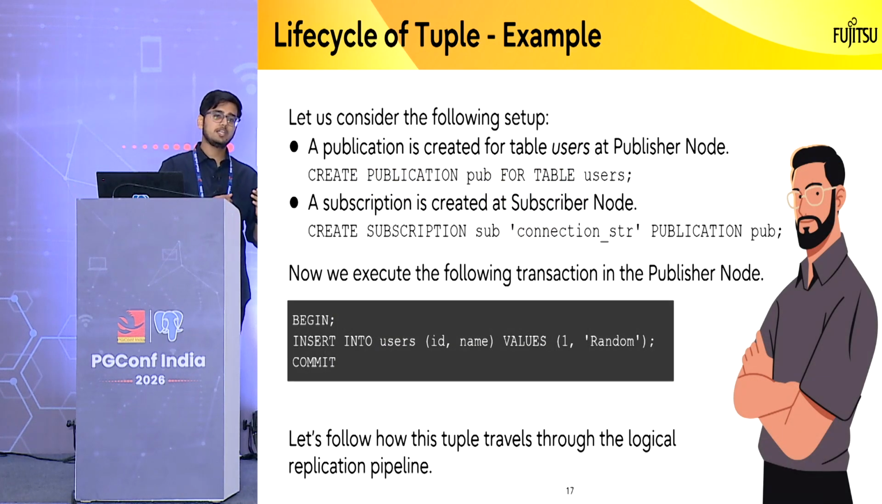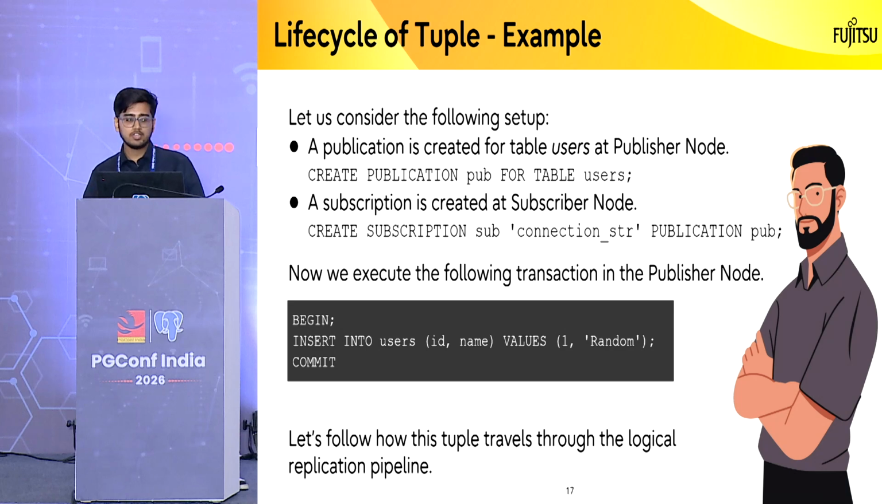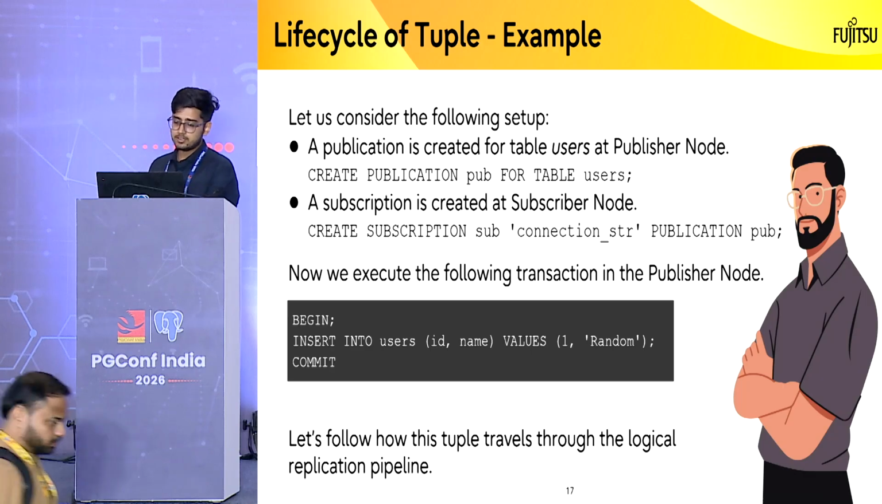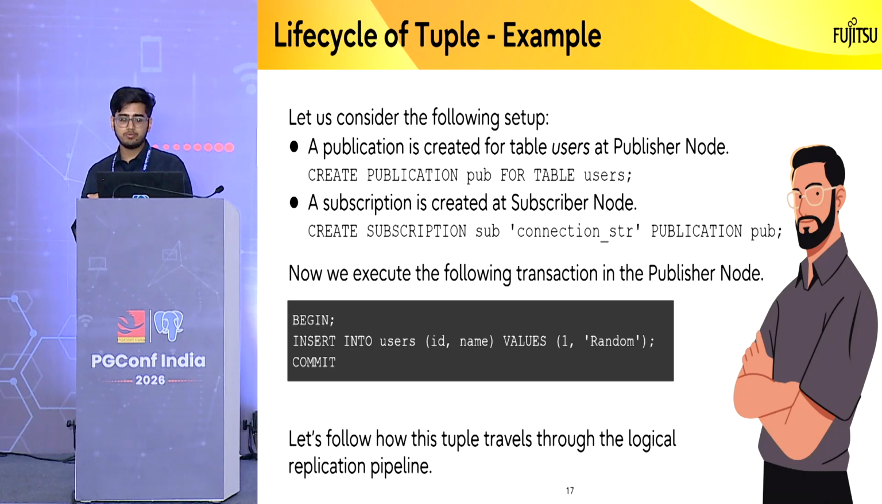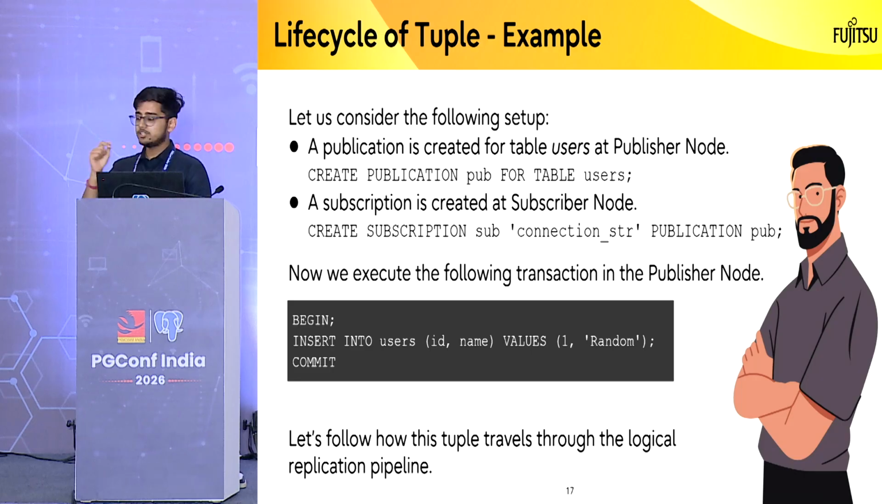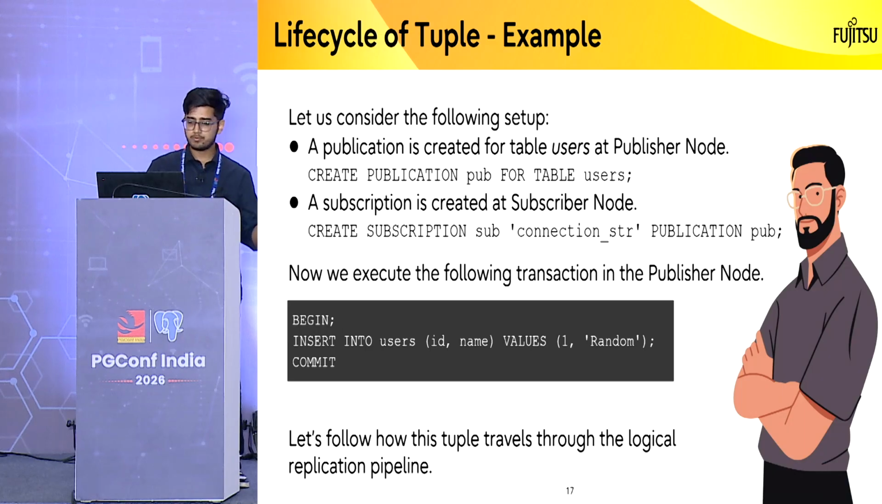Now I will go deep into each of the processes, and for that I am using an example. Suppose we are creating a publication on a table called users using this create publication command, and created a subscription at the subscriber node using the create subscription command, which is subscribing to that particular publication. Now we execute this particular transaction: begin, insert into users, and then commit. Once this transaction is executed, let's see what happens.